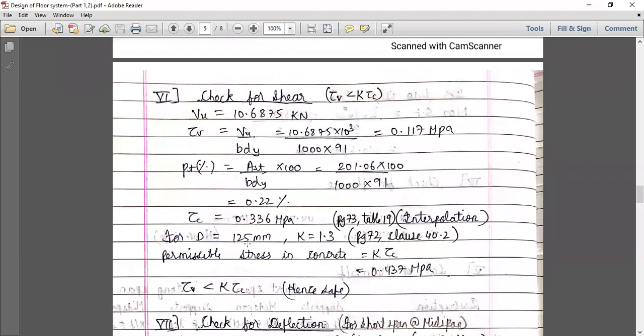Now for d equal to 125, the value of k is 1.3, which is given on page 72. Therefore we will find out the value of k into tau c. So k into tau c is how much? 0.437, and tau v is 0.11. Therefore tau v is less than k into tau c, so hence it is safe. Okay, is this clear everyone? Make a note of this.